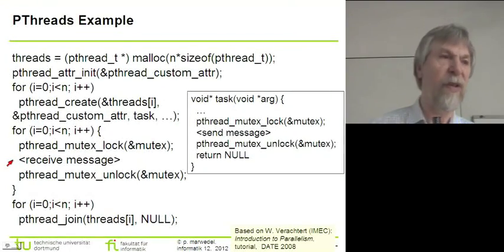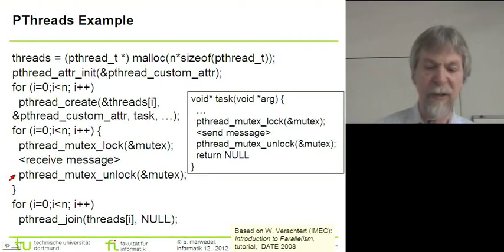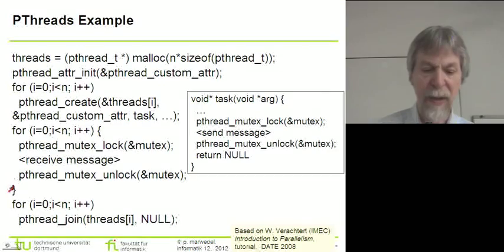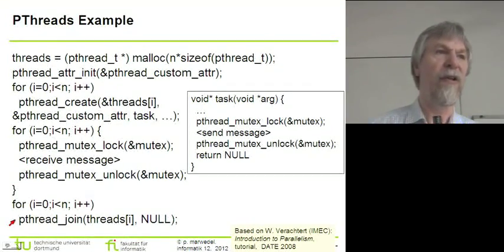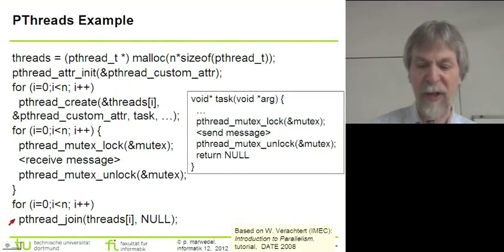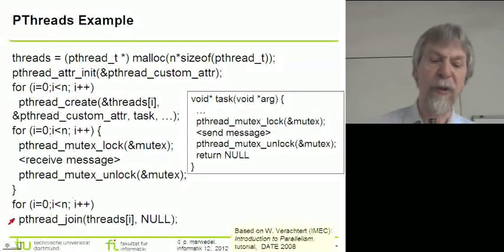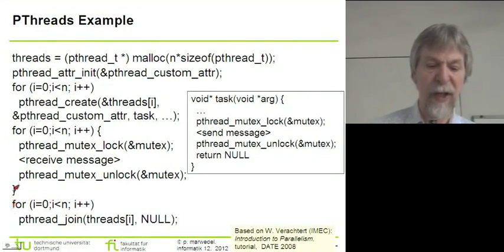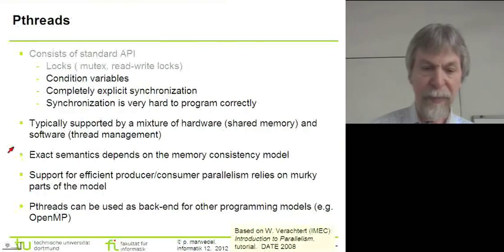Then they will be receiving the message and then they will unlock that resource so that others can read that memory area there as well. And finally, we are waiting for all these threads to finish before proceeding with the execution of that code. So that's a little piece of software using calls to the pthread library, where we see that the calls to these lock primitives are explicit.